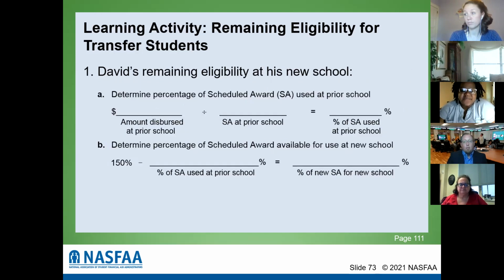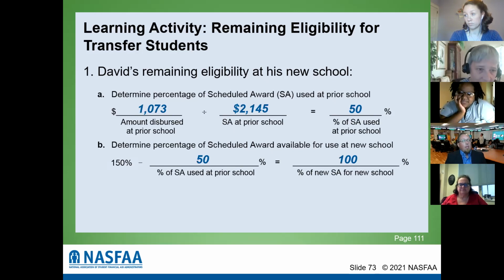It would still be 1,073, right? Or is that not how it works? No, roughly yes. So it breaks down a little bit further. This gives you the remaining eligibility because of the new school. You have the amount disbursed at the prior school, then you divide it by the student award at the prior school. So we talked about that 150% whenever they're coming through. So they have 100% left, so 100% of that new award, which we'll see on the next slide.